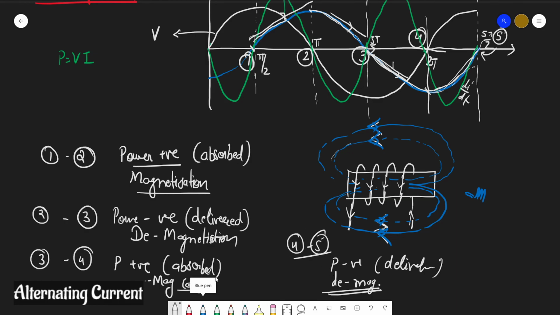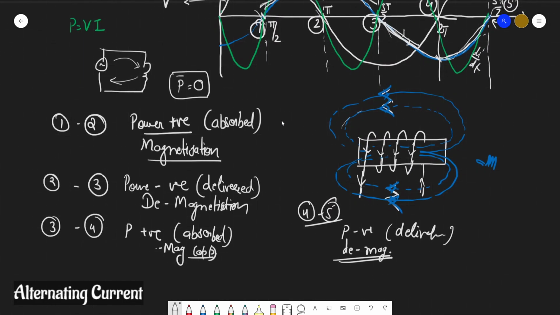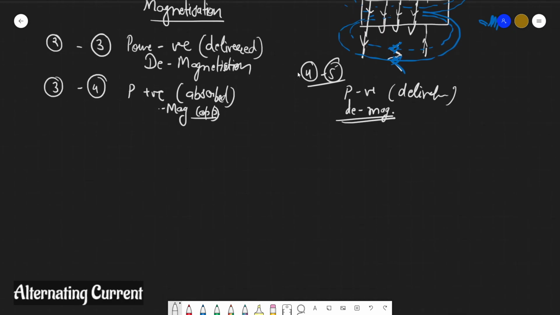So the conclusion is that in different intervals, power flow is also getting altered. In one interval it is positive, again negative, positive, negative: delivered, absorbed, delivered, absorbed. Between source and inductor, this game is being played with the sinusoidal supply. And when we talk as a whole, the power is 0. So there is no power consumed in an inductive circuit. This is the conclusion, and the magnetization of the inductor is continuously happening.